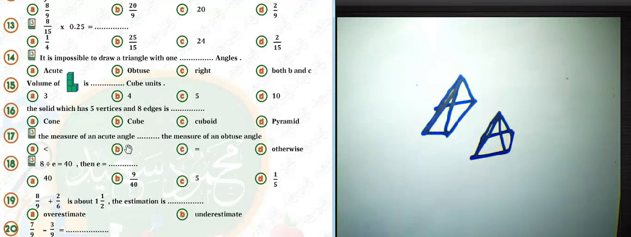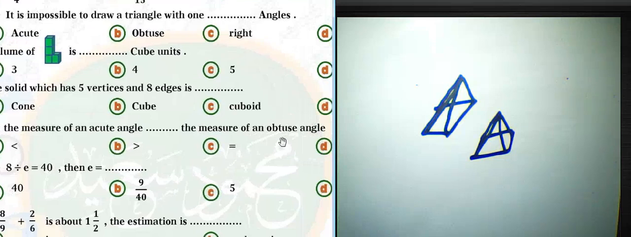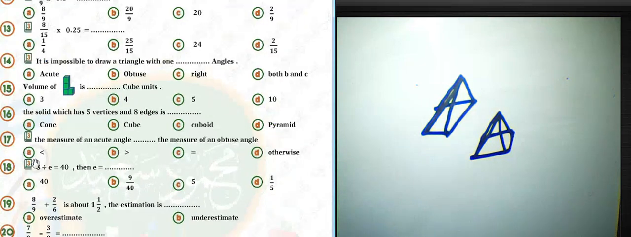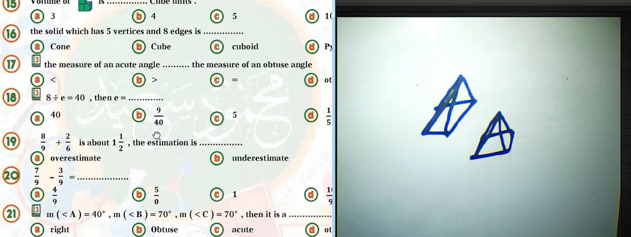Question 17. The measure of an acute angle blank the measure of an obtuse angle. Which is greater? The measure of an obtuse angle is greater than the measure of an acute angle. So we must choose letter A. Question 17, choose letter A: the measure of an acute angle is less than the measure of an obtuse angle.